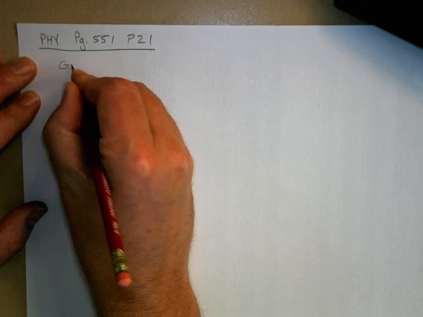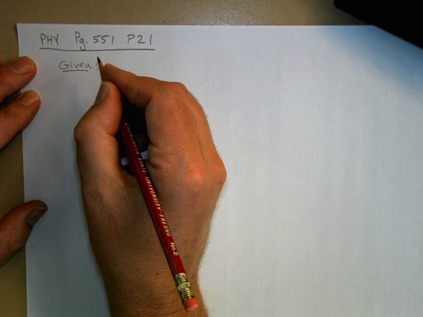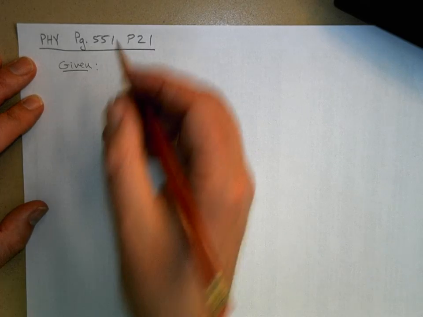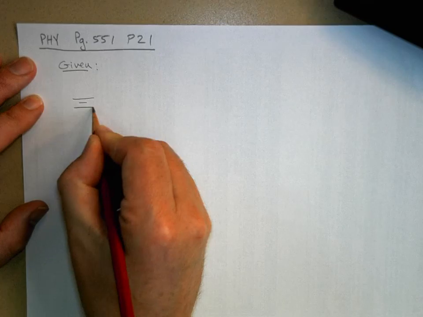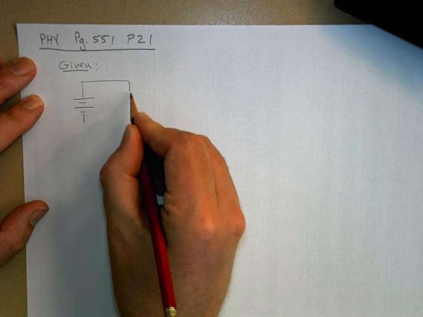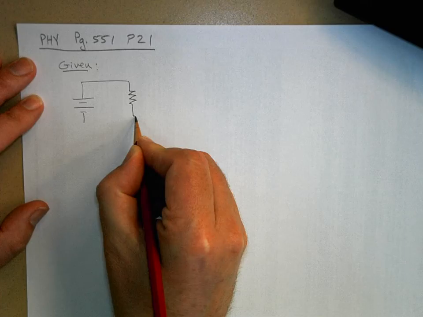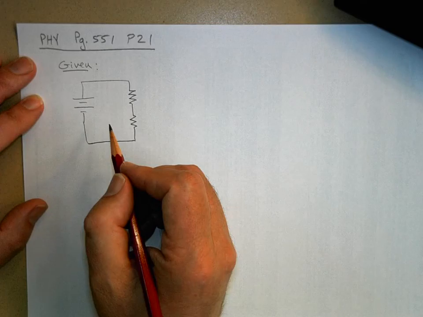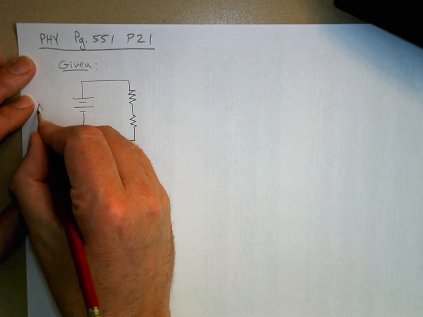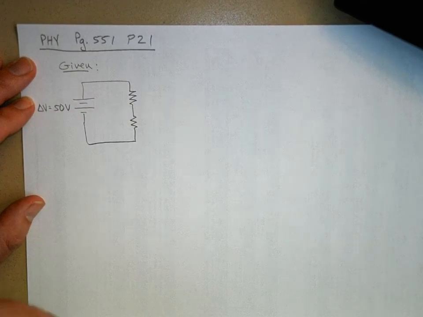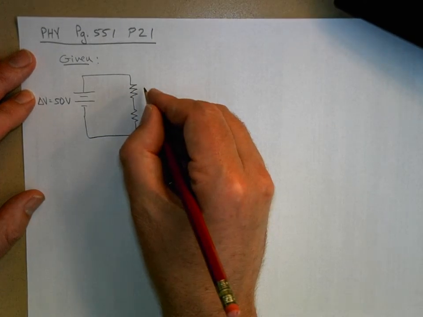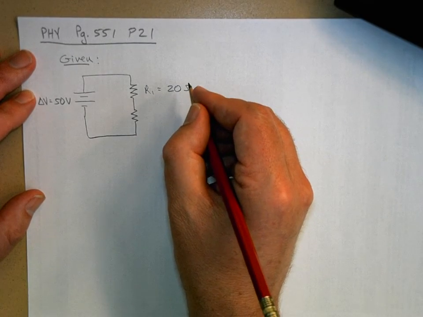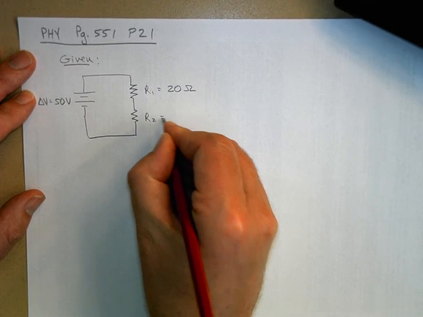So here's what's given. A 20 ohm lamp and a 5 ohm lamp are connected in series. I'm just going to draw them as resistors because lamps are just resistors, and it just makes the drawing a lot easier. And they're connected in series. Delta V here is 50 volts. The first lamp, we'll call that R1, is 20 ohms, and then R2 is 5 ohms.